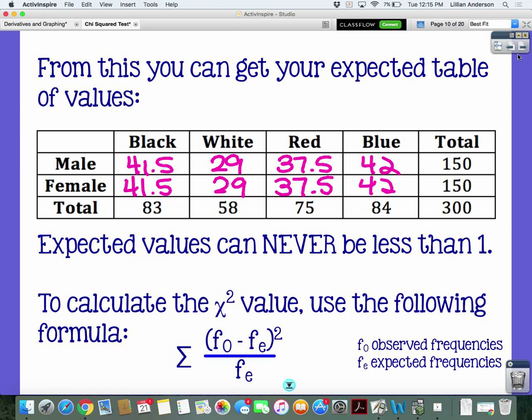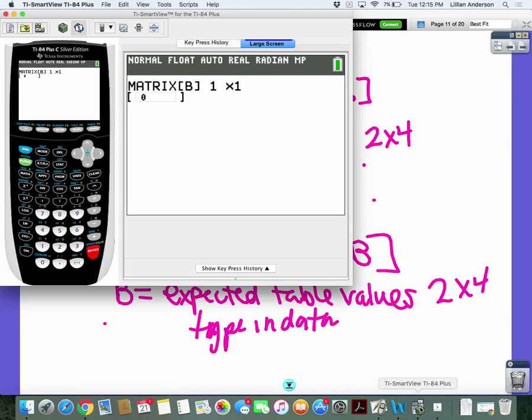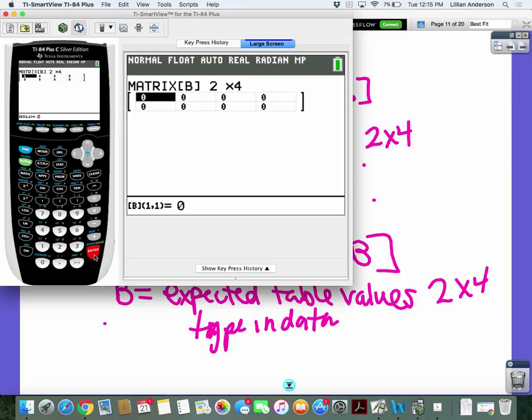Okay, the expected table's right here. Just like before, you only want the meat of the table. This is another what by what table? It's another 2x4 table. So we're going to change the dimensions and then type in our data. Mine is a 1x1, so I'm going to do 2 over 4. I can see it turned into a 2x4. The table that we found, we're just typing it all in. Is everyone good? Okay.